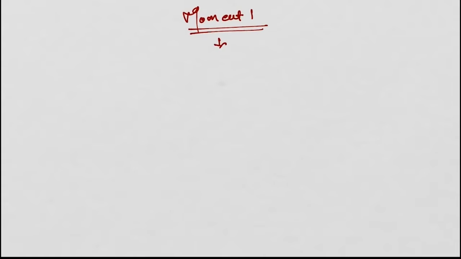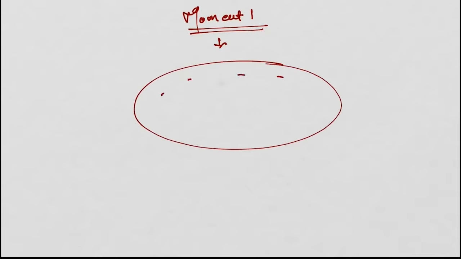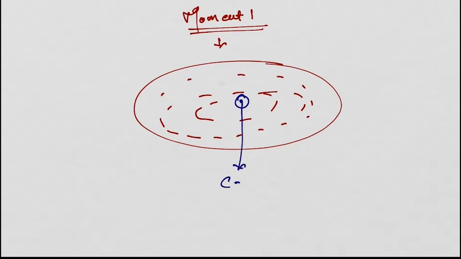Moment one is about central tendency in the data. If you want to have an illustration, assume this is my data. The process of finding out the center of the data is moment one.